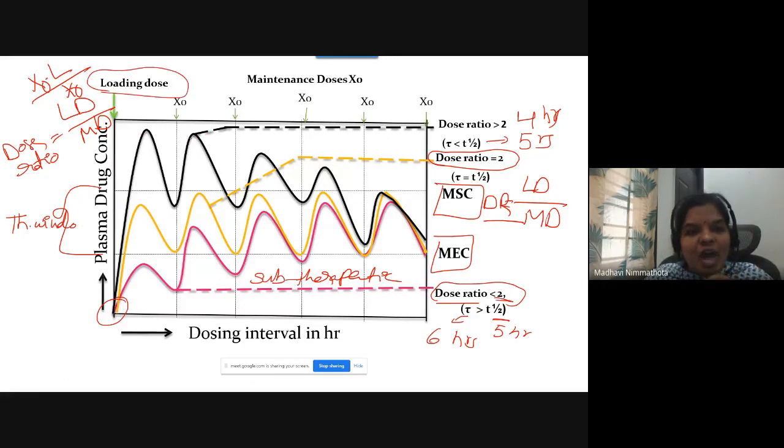And here you have some peak, that is nothing but the maximum peak plasma concentration. So it is maintaining constantly, that is, it is maintaining a steady state rate. You may call it the maintenance dose. See here, that's why this is called X naught, this is one other X naught, this is one more X naught, and this is one more X naught. Where we attain the plateau, we may call it the maintenance doses. This is the relationship of loading dose and maintenance dose ratios.